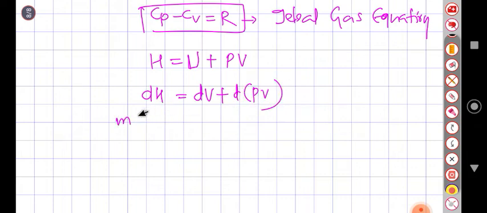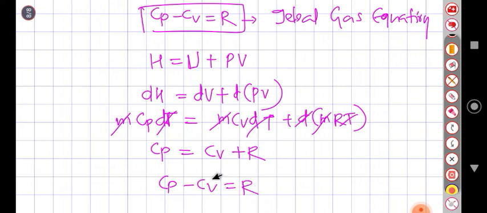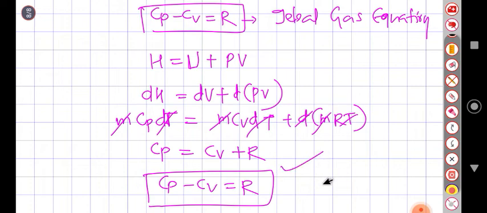m Cp dT is equal to m Cv dT plus change of mRT. So the m will get cancelled here, because m is constant. Delta T also gets cancelled. The mR is constant. From this I can write Cp is equal to Cv plus R. So I extract this: Cp minus Cv is R, which is known as the characteristic gas constant, right? You understood how this comes?